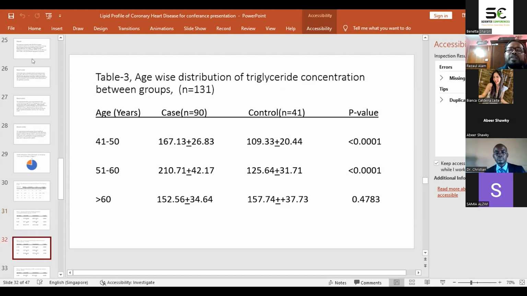The age-wise distribution of triglyceride concentration between groups. Here we see between the ages of 41 to 50 years, the triglyceride concentration was 167 in cases whereas the control group having 109. This has a significant p-value. Between the age group 51 to 60 years, the triglyceride concentration is 210, whereas the control group having 125. And again the p-value is significant. But in the more than 60 years age group, the triglyceride concentration was 152 and the control group having 157. This has an insignificant p-value.